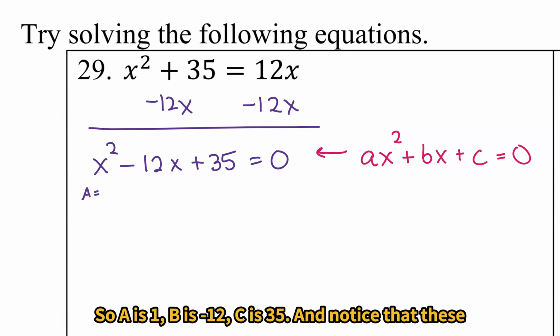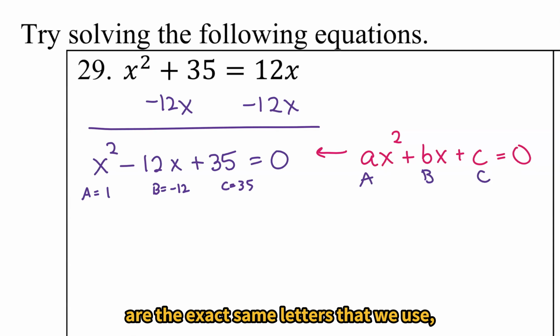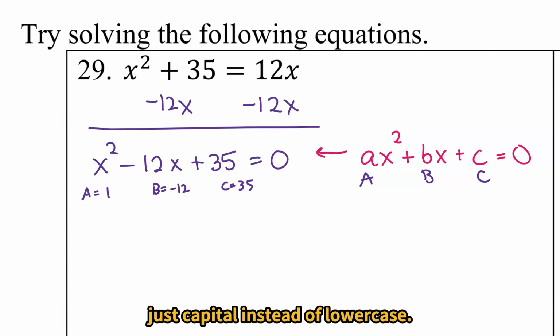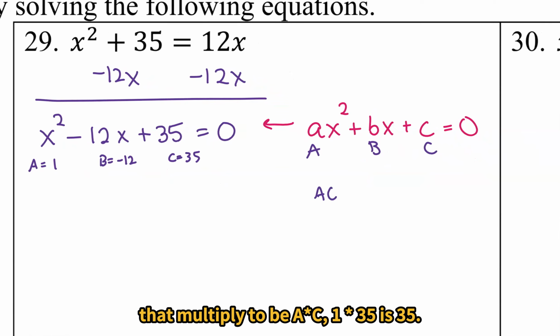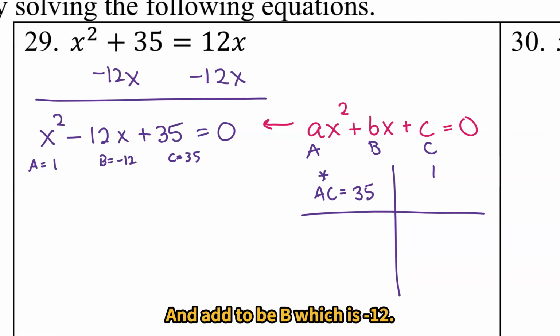So A is 1, B is negative 12, C is 35. And notice these are the exact same letters that we use, just capital instead of lowercase. So we need to find two numbers that multiply to be A times C. 1 times 35 is 35. And add to be B, which is negative 12.